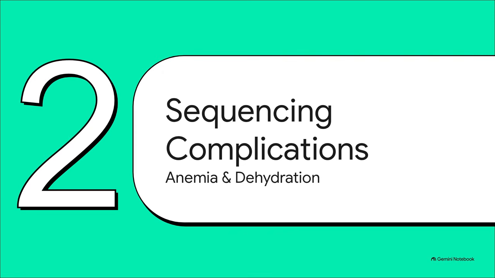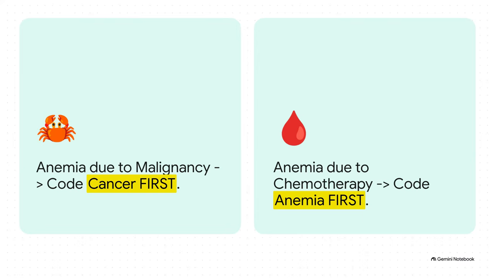All right, moving on to Section 2, sequencing complications, specifically anemia and dehydration. This is a strict CMS rule you absolutely have to memorize. If the admission or encounter is for the management of anemia, and that anemia is caused by the malignancy itself, the cancer leads. You code the malignancy first, followed by the anemia. Specifically code D63.0 for anemia in neoplastic disease.